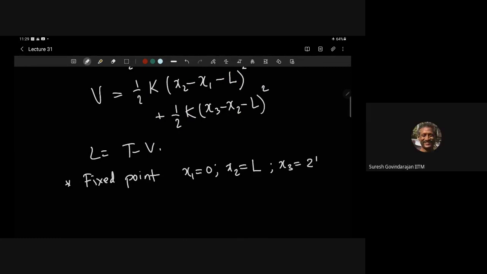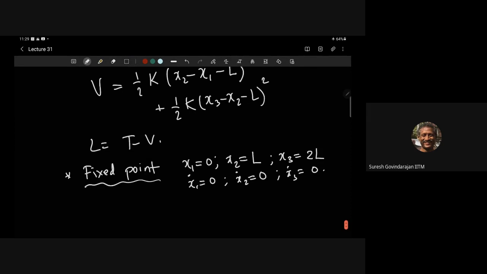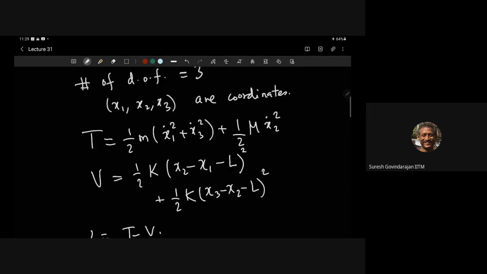2L. Okay, and of course the corresponding momenta are 0, velocities are 0. These would be the initial conditions, right? This implicitly. Okay, so we have done this. This is a fixed point, and we want to study this. And now, what is the next step?